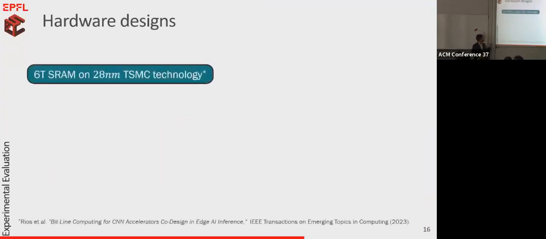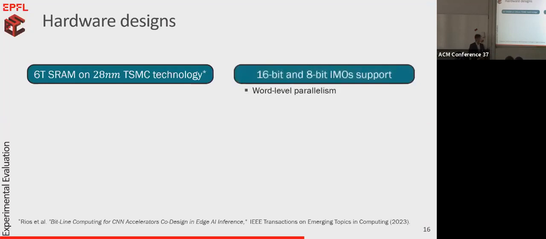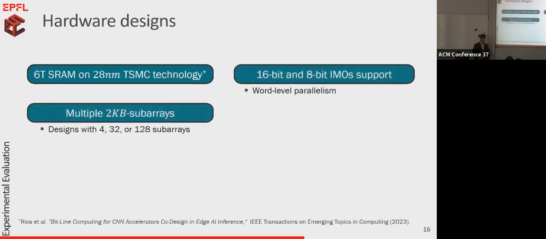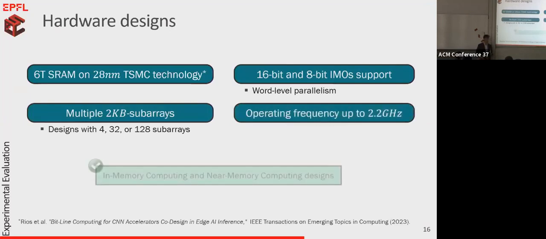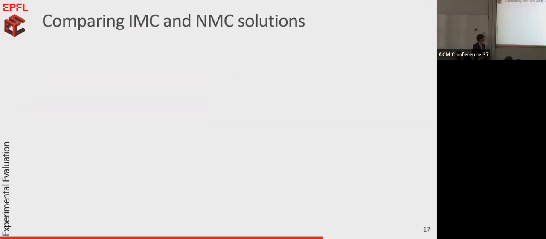Now, let me start with the hardware design. We consider 6-transistor SRAMs built on a TSMC 28 nanometer technology. We support word-level parallelism, and we have multiple subarrays of 2 kilobytes. The frequency can be set up to 2.2 gigahertz. So let's now compare the 2 alternatives.